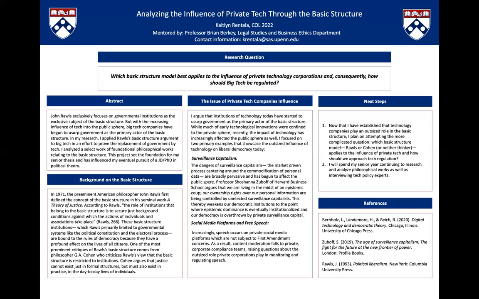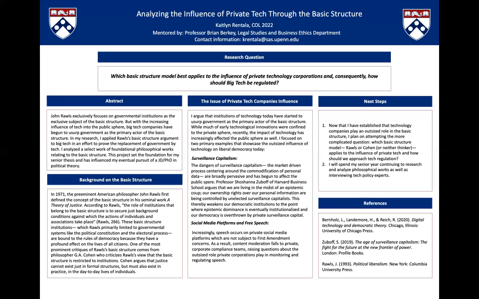So, looking at the basic structure, for a bit of background, the basic structure was first defined by the political philosopher John Rawls as essentially the fundamental institutions that ensure a just democracy. These basic structure institutions, which Rawls primarily limits to governmental systems like the political constitution and the electoral process, are bound to the rules of democracy because they have a profound effect on the lives of all citizens.